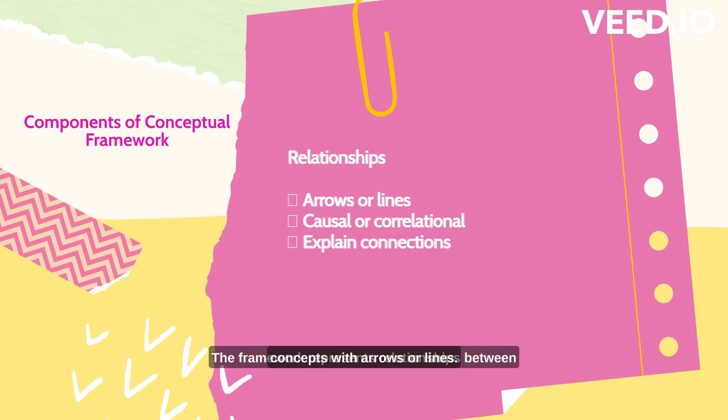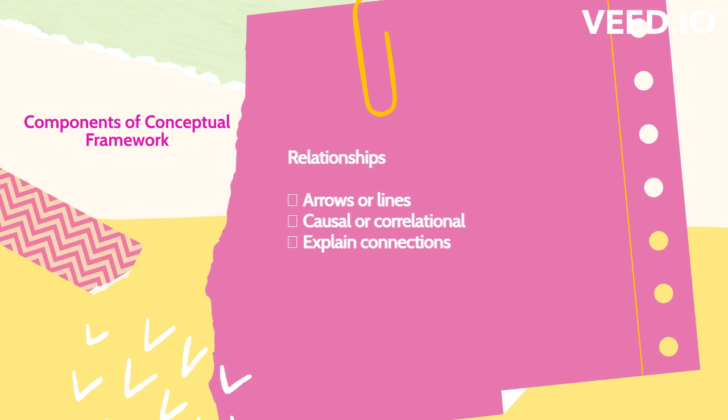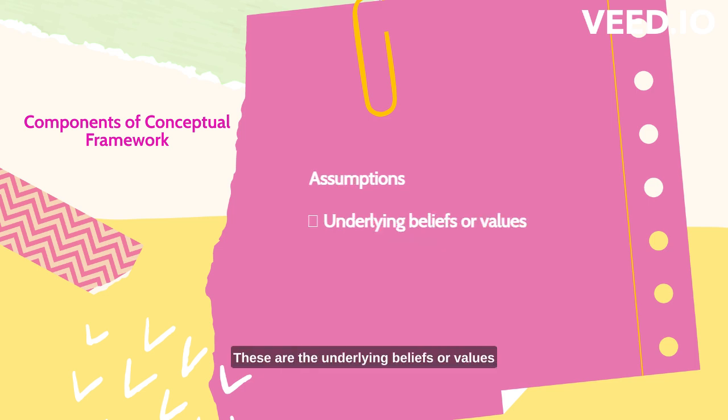Relationships. The framework represents relationships between concepts with arrows or lines. These relationships can be causal or correlational, and they help explain how the different concepts are related. Assumptions. These are the underlying beliefs or values that influence the researcher's interpretation of the data. They are essential to identify because they can affect the validity of the research findings.